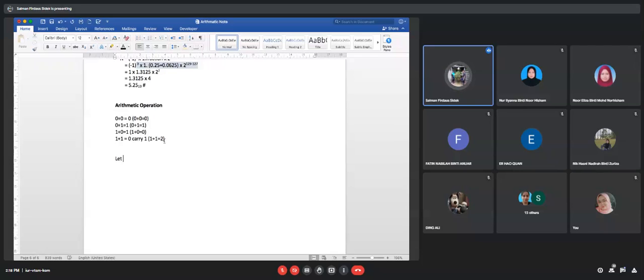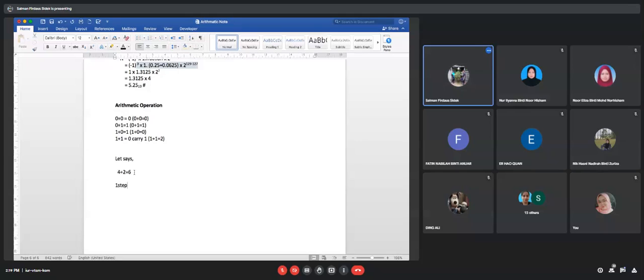Let's say we have one example here. 4 plus 2 equals 6. This is in decimal. So we want to represent this in binary. What should we do? What do you think the first step that we need to do? What is the first step that you need to do if you want to represent this calculation or operation in binary format?